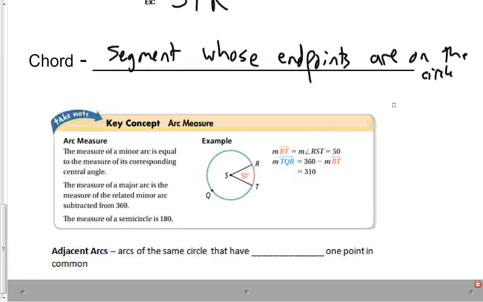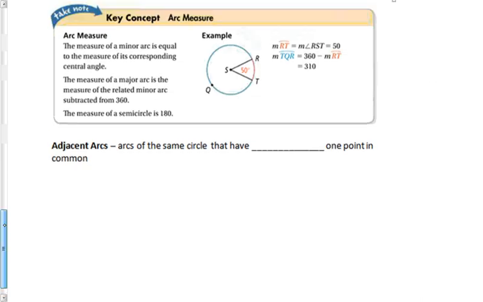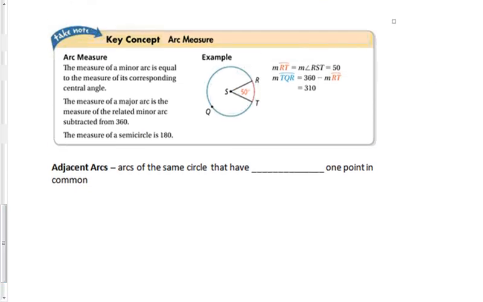And just a tiny little bit about arcs again. Arcs and central angles. This is really important. This is the basis of a lot of what we're doing today. The measure of a minor arc is equal to the measure of its corresponding central angle. So if this central angle is 50 degrees, the arc measure is also 50 degrees. So arc measures go by the degrees of the central angles. The measure of the major arc is 360 minus the measure of the related minor arc. So this arc right here would be 310 because it would be whatever's left on that circle, because the whole circle makes 360 degrees.